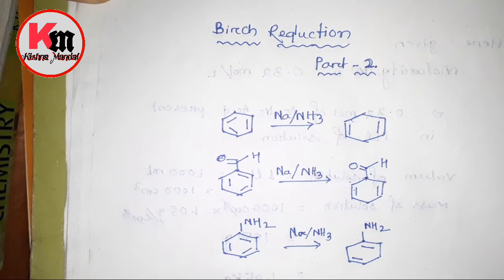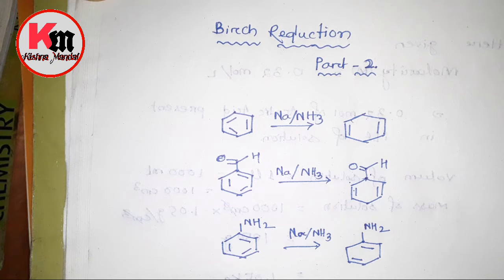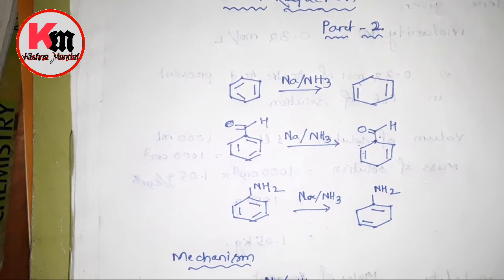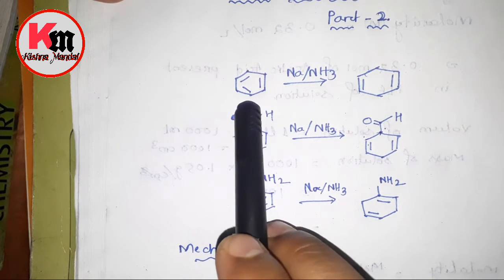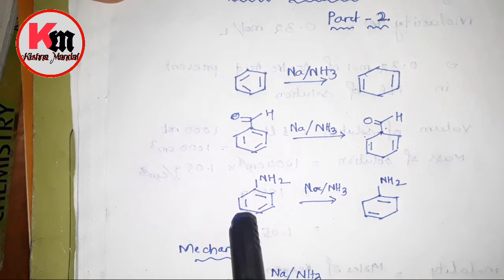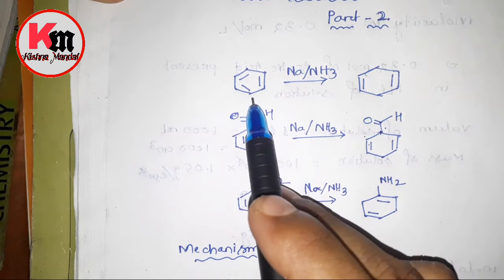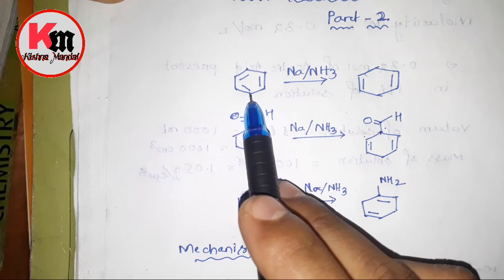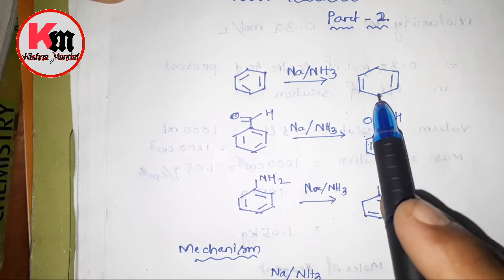So we are continuing our second part of Birch reduction. In this class we will see some reduction of aromatic rings like benzaldehyde and aniline. You can see it also reduces the aromatic rings. Benzene, I have already discussed with you, converts into two isolated double bonds.